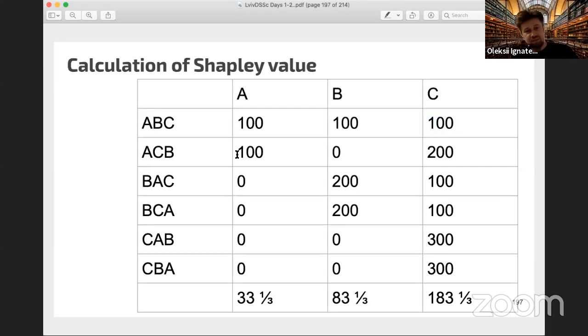Then A, C, B: A comes in and builds the rod that he needs. Then C comes and builds the rod that he needs, 200. And B comes and there's nothing for him to build because it's already built by C. And we do this for every possible permutation, and then we calculate the average. For the average values, we get the same numbers as in the graphical representation, and this is the Shapley value.